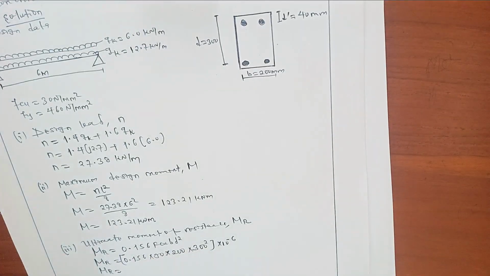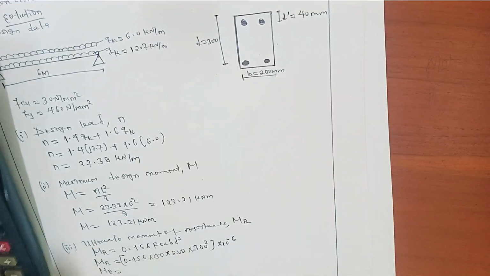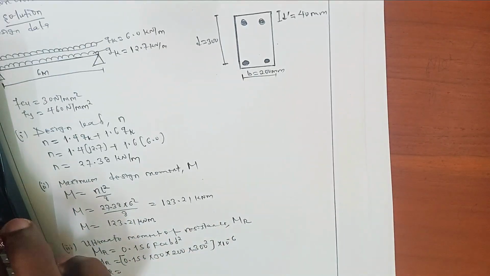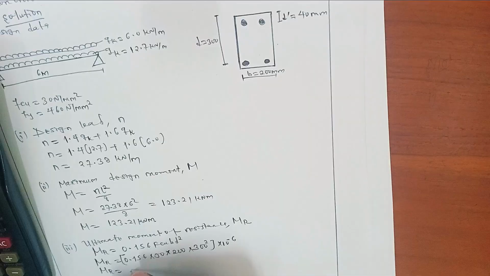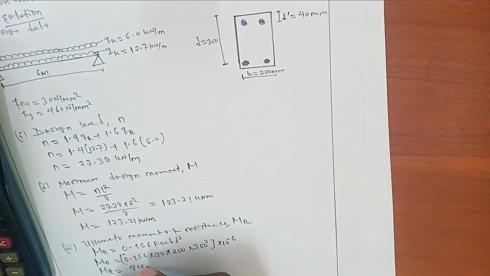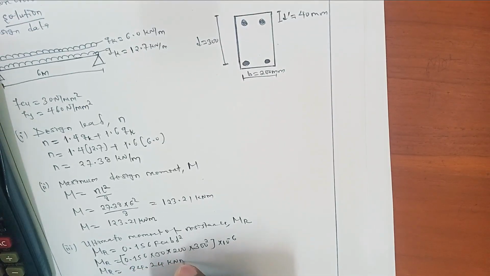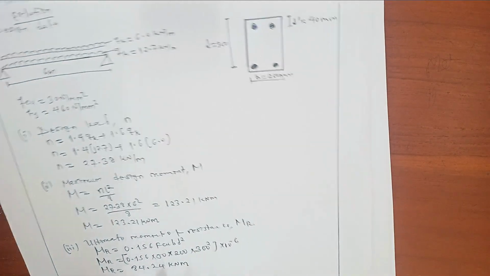When we compute this, 0.156 times 30 times 200 times 300 square times 10 to the power negative 6, it equals 84.24 kilonewton meter. This is the ultimate moment of resistance.